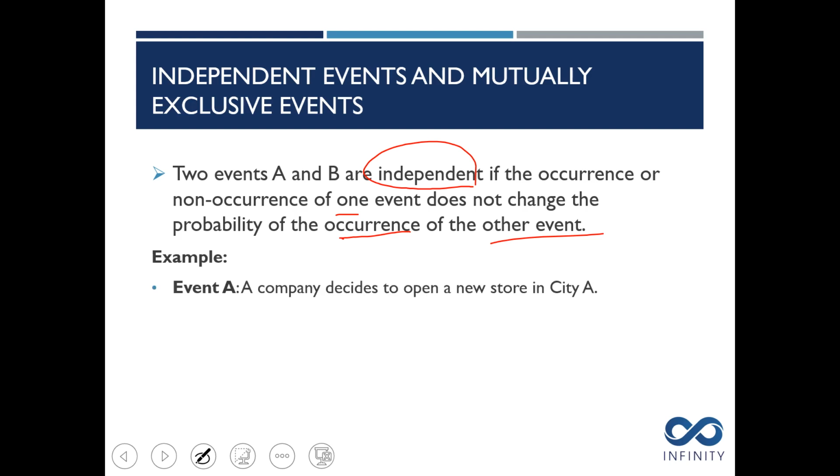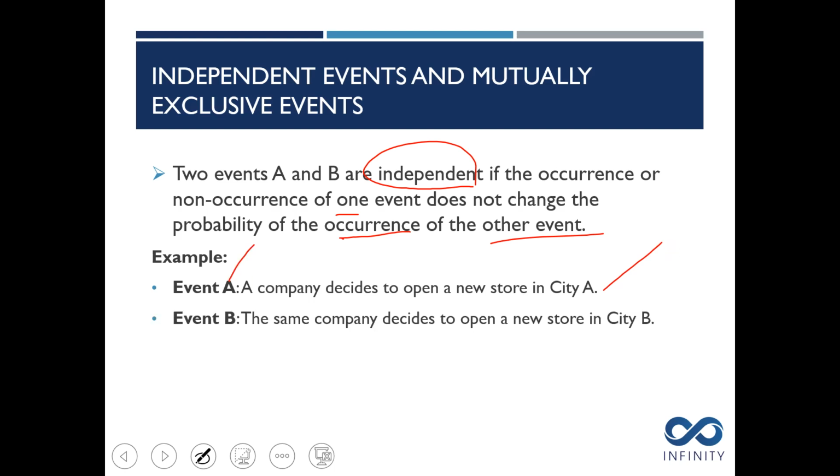For example, a company decides to open a new store in city A. This is one of the events. We call it event A. And event B is that the same company decides to open a new store in city B. That is event B. The company is deciding to open a store in city A and a new store in city B.